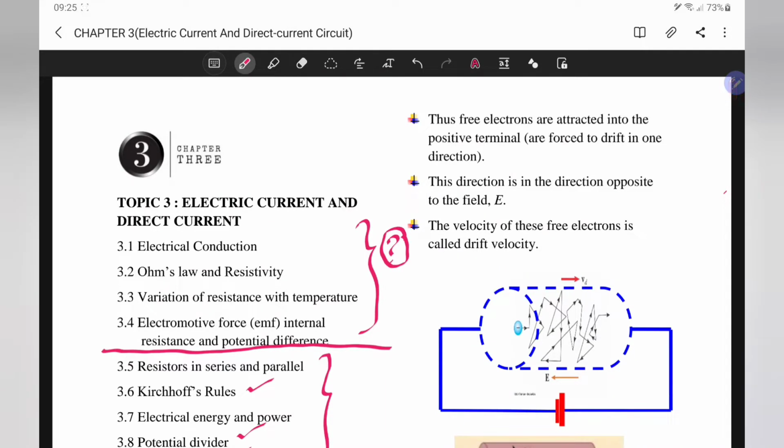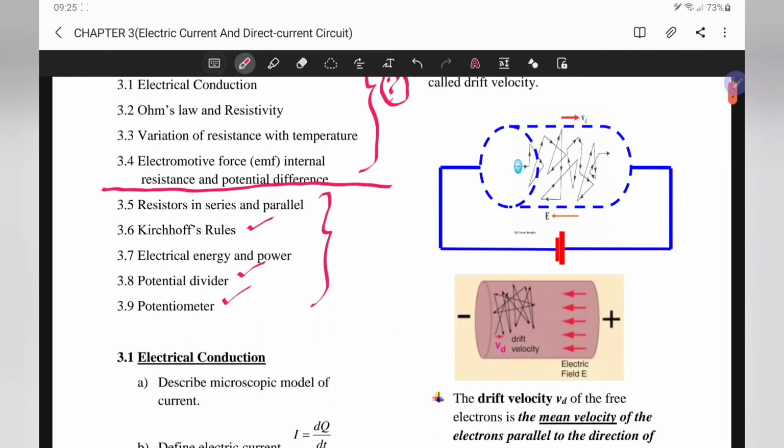It will be attracted towards the positive terminal, isn't it? So it moves against the electric field. They are forced to drift in one direction, which is towards the positive terminal. This direction is opposite to the electric field, because the electric field goes from the positive terminal towards the negative terminal, but the electron is attracted towards the positive terminal. The velocity of this free electron is called drift velocity.